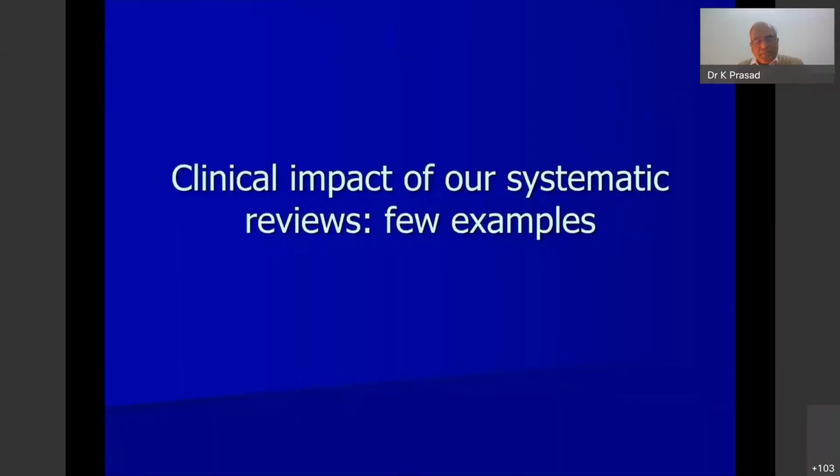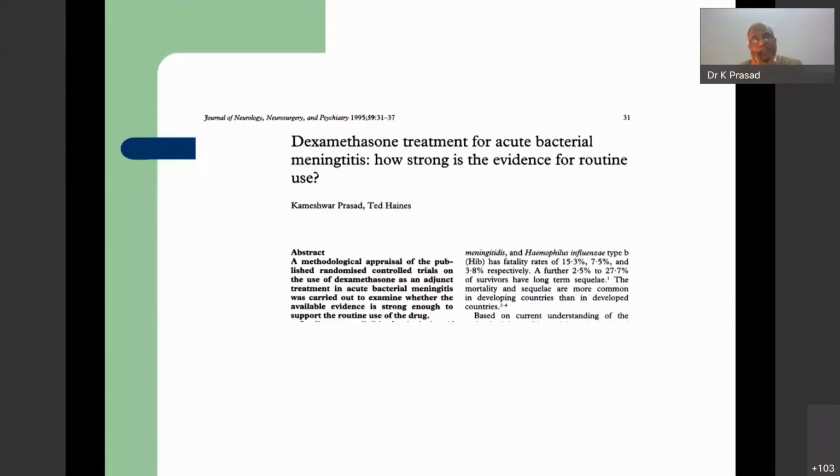Now, clinically, just to motivate you to do this, I will give you some examples to see how you or your residents can make clinical impact with systematic reviews. One of them, I think my first meta-analysis and systematic review, was published in the Journal of Neurology, Neurosurgery, Psychiatry, about dexamethasone treatment of acute bacterial meningitis: how strong is the evidence for routine use? This was also one of my assignment papers at McMaster University, which I converted into a journal paper.